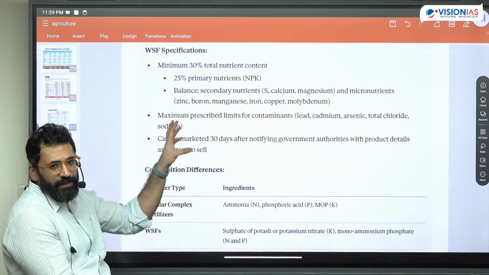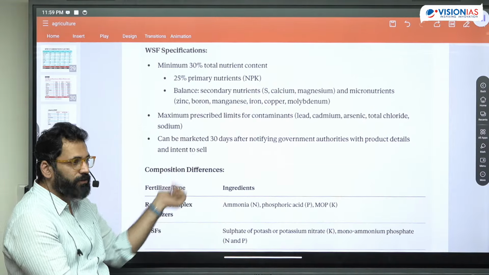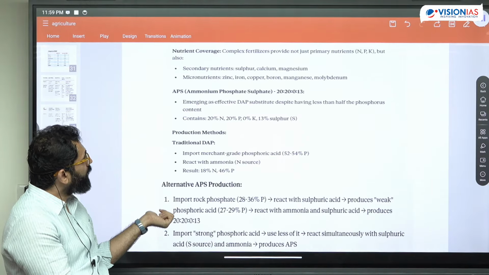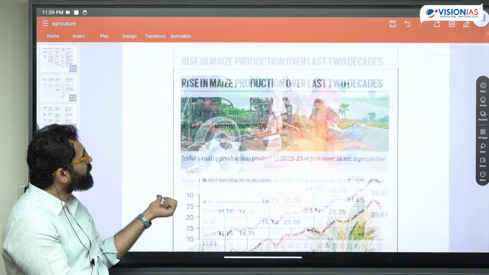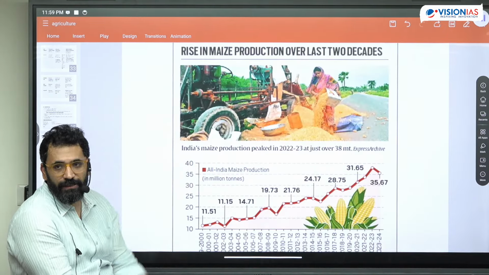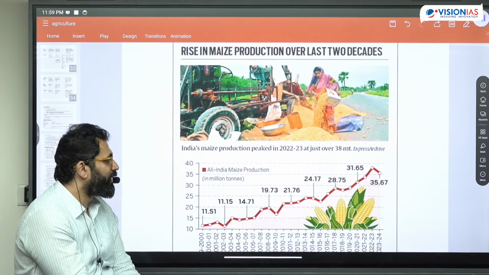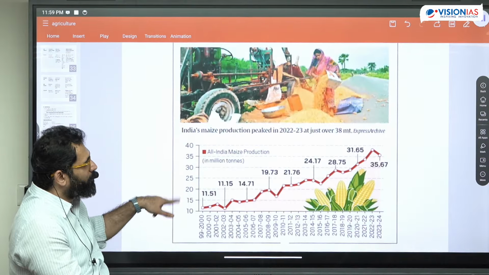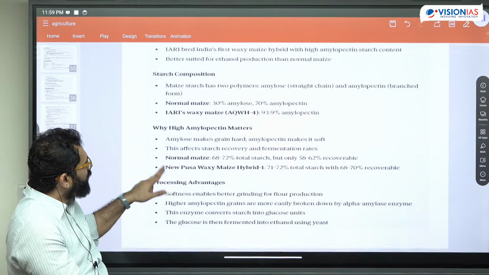This is what I've given some information on: water soluble fertilizers, their efficiency and how they are used. Price comparison, nutrient uptake. Coal gasification, yes. This product is increasing. One more time, 2 minutes more, I'll just tell you the broad, you can read. That is the increase in maize production. This particular impact has created an impact here. Uses of maize, new variety of maize I have discussed.